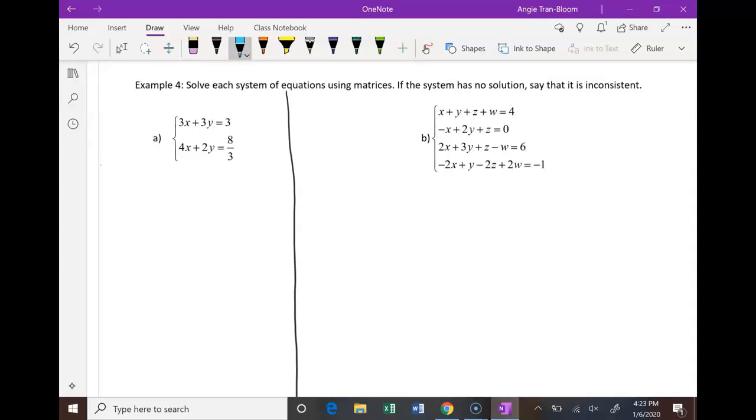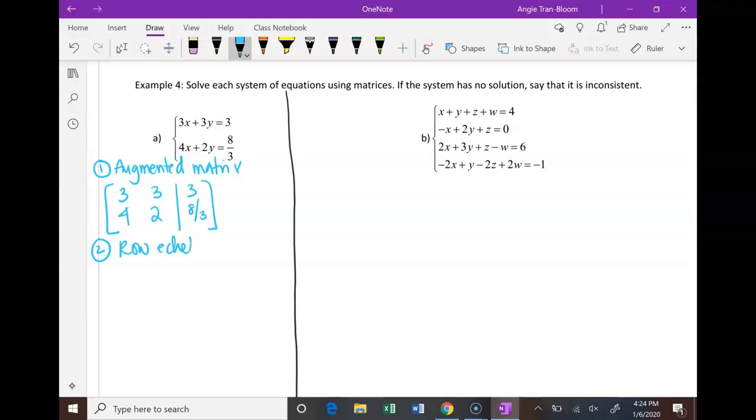To solve using matrices, step number 1, write it as an augmented matrix. So we have 3, 3, equals 3; 4, 2, equals 8/3. Step number 2, you want to reduce this into row echelon form. That means the diagonal has to be 1s, and below it, it has to be 0.